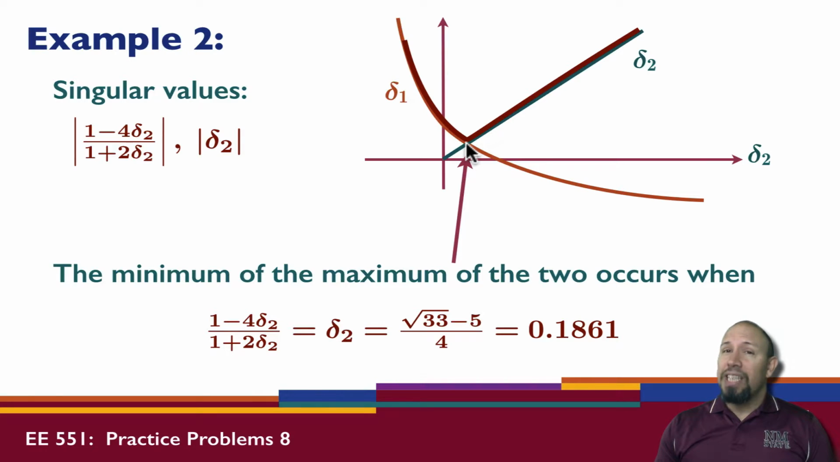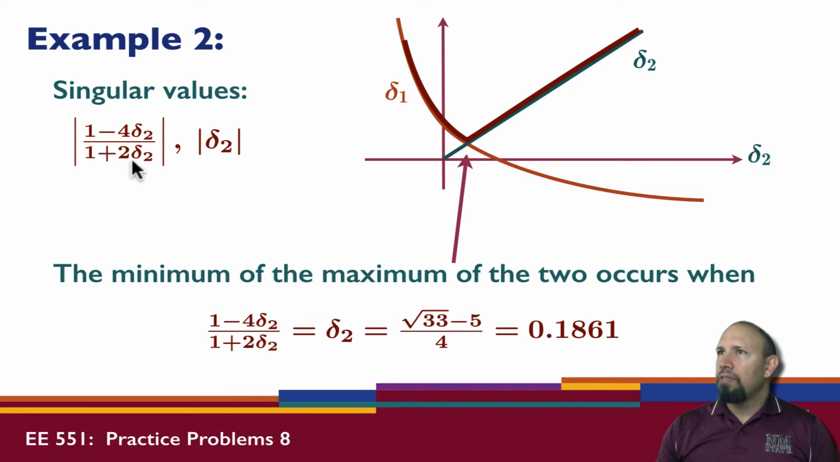And pretty much you'll always get something like that happen. That is, you'll have two singular values, and wherever they're actually equal to each other, that's the point that you're looking for. So in this case, the minimum of the maximum occurs when these two values are actually equal to each other. So when delta 2 is positive, this quantity ends up being positive.